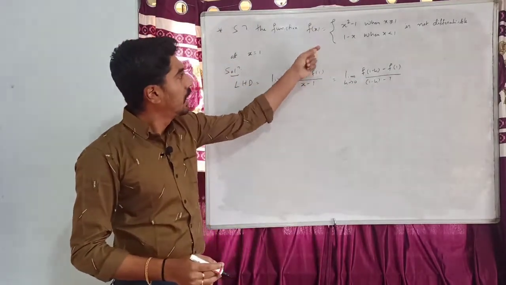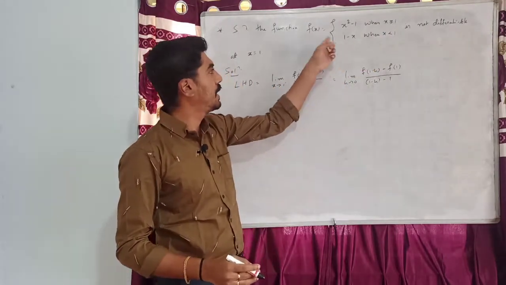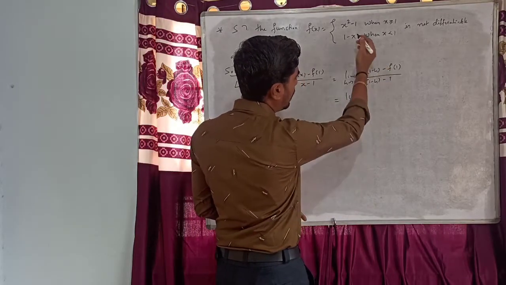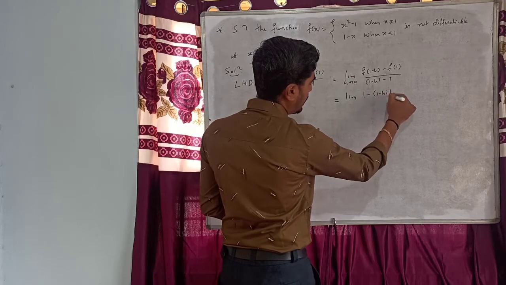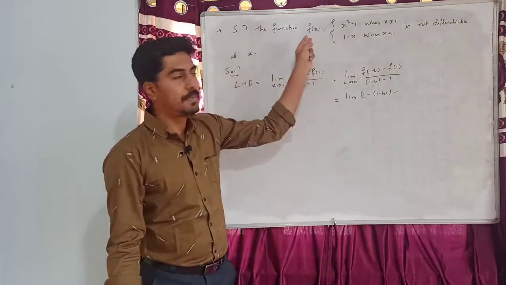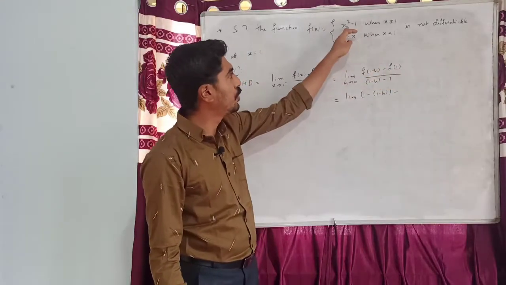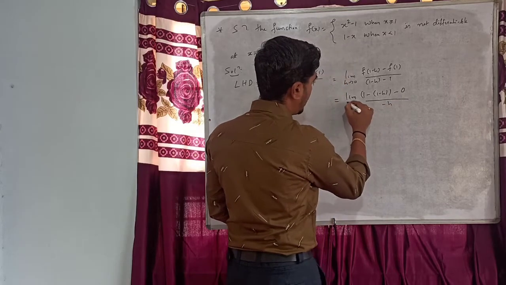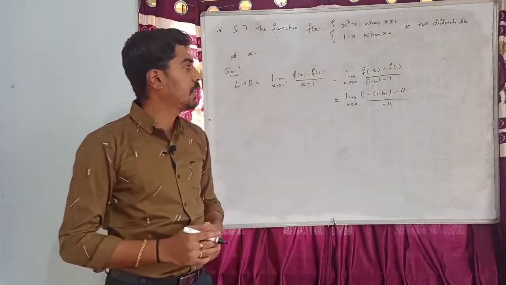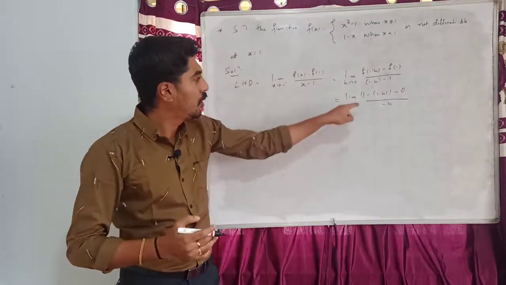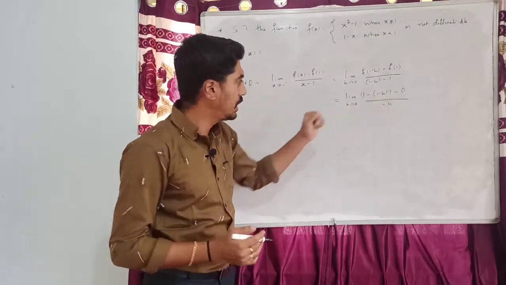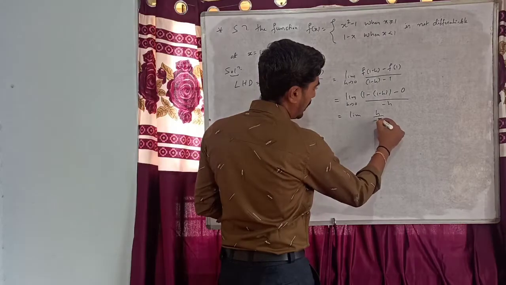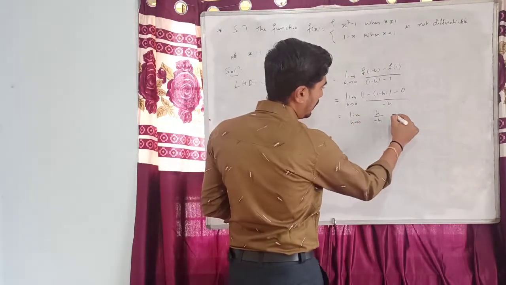If you see here, for x less than 1, the function is defined as 1 minus x. So f of 1 minus h will be equal to 1 minus of 1 minus h, minus, by the definition of f of x, f of 1 is equal to 1 minus 1, which is equal to 0, whole divided by minus h as h tends to 0. Now 1 and 1 get cancelled, so I get h. This is equal to limit of h by minus h as h tends to 0, which is equal to minus 1.